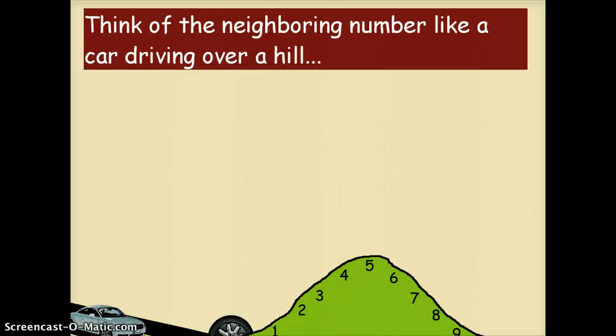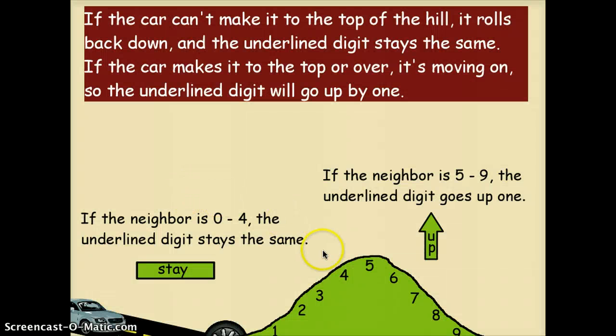You can think of rounding like a car driving up the hill. If the car can't make it to the top of the hill, it's going to roll back down. The underlined digit will stay the same in this case. If the car does make it to the top, or it goes over, it's moving on. So the underlined digit will go up by 1. Your two choices for an answer are to keep the underlined digit the same or to move the underlined digit up by 1 value.